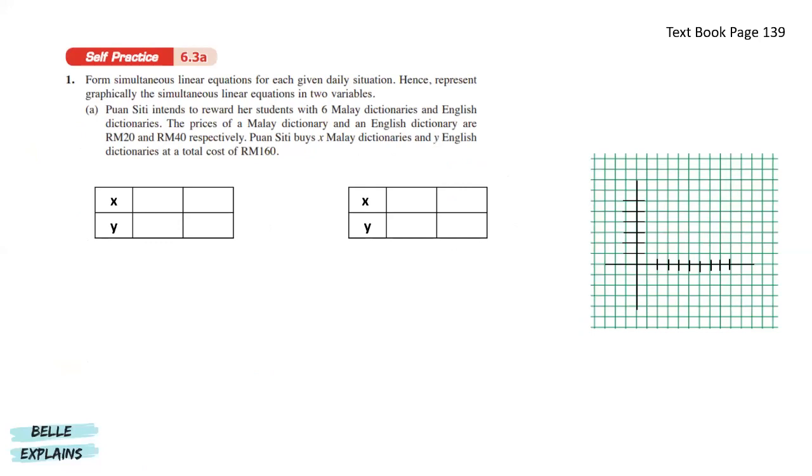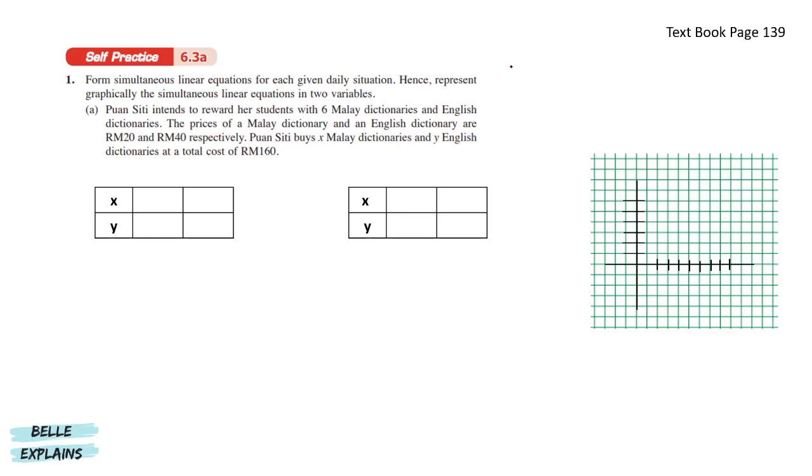In this video, I will be explaining Chapter 6.3 Simultaneous Linear Equations in Two Variables. Let's get to it. Self-Practice 6.3a. Form simultaneous linear equations for each given daily situation. Hence, represent graphically the simultaneous linear equations in two variables.